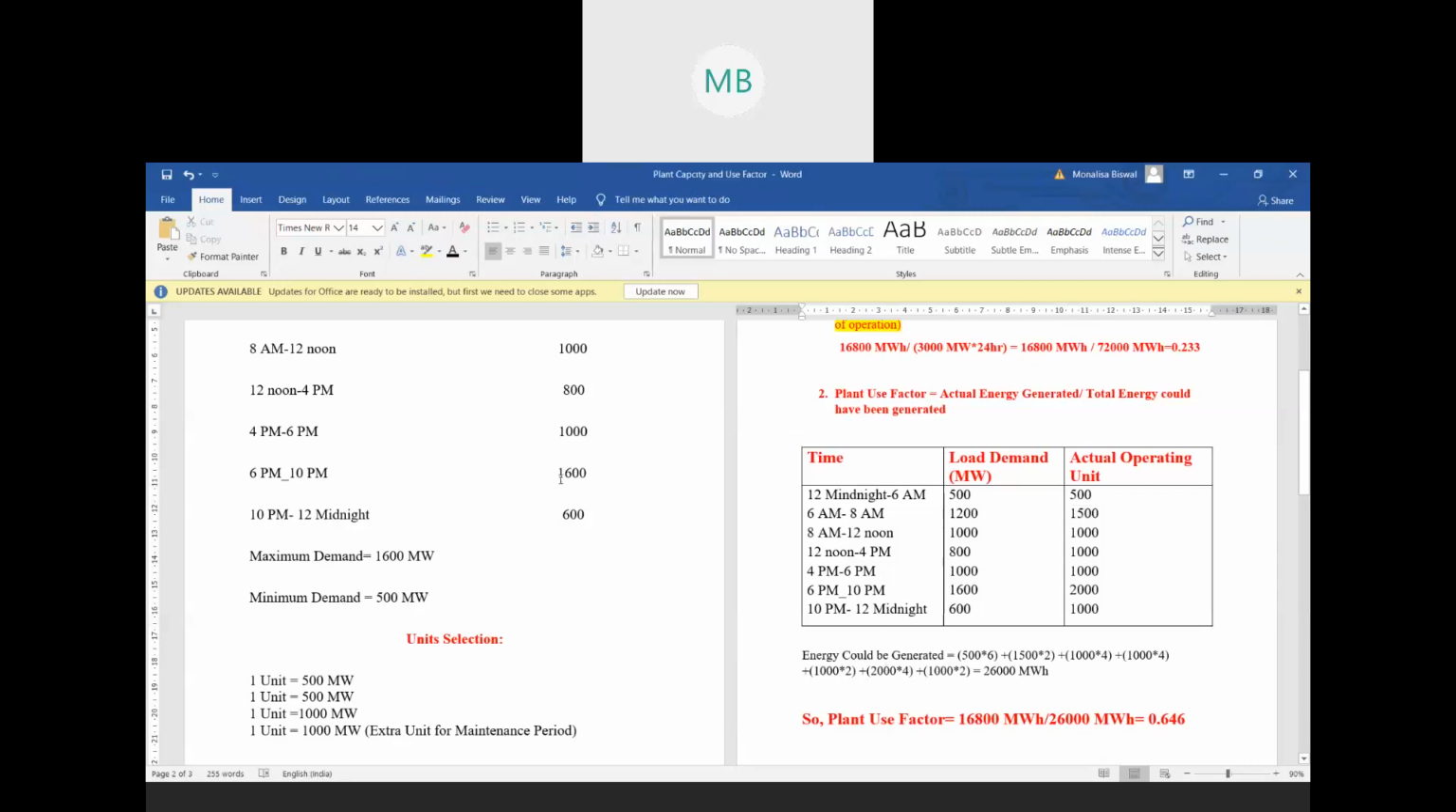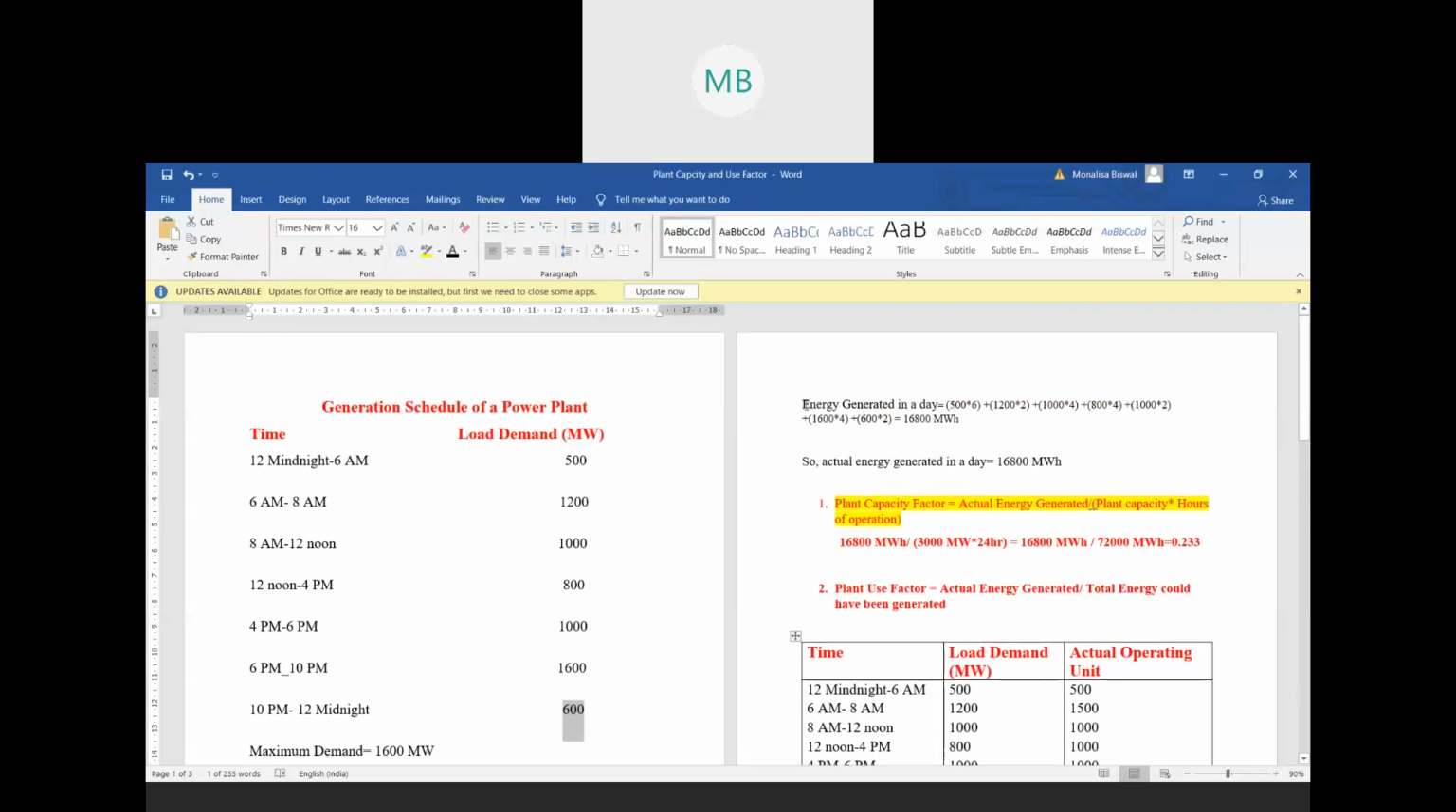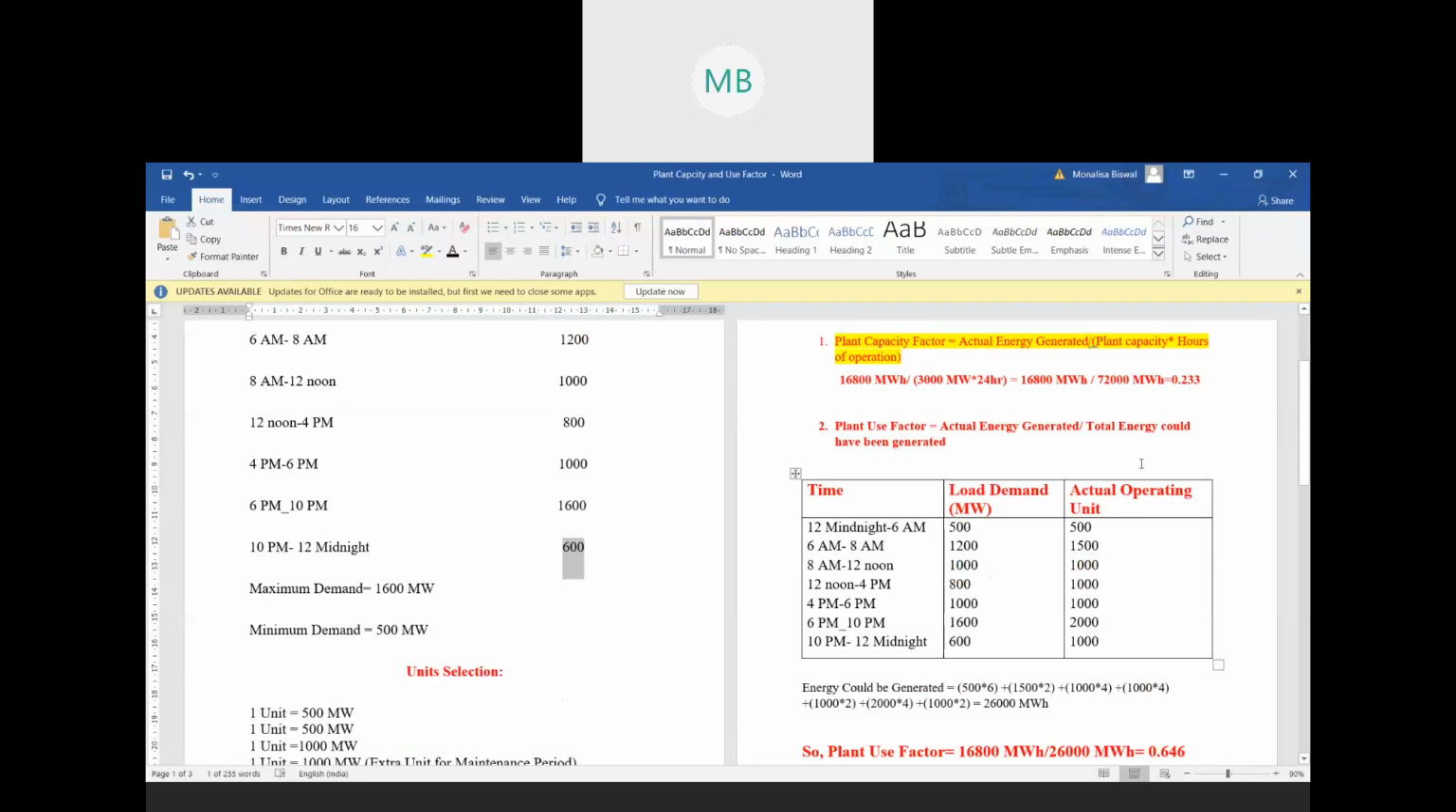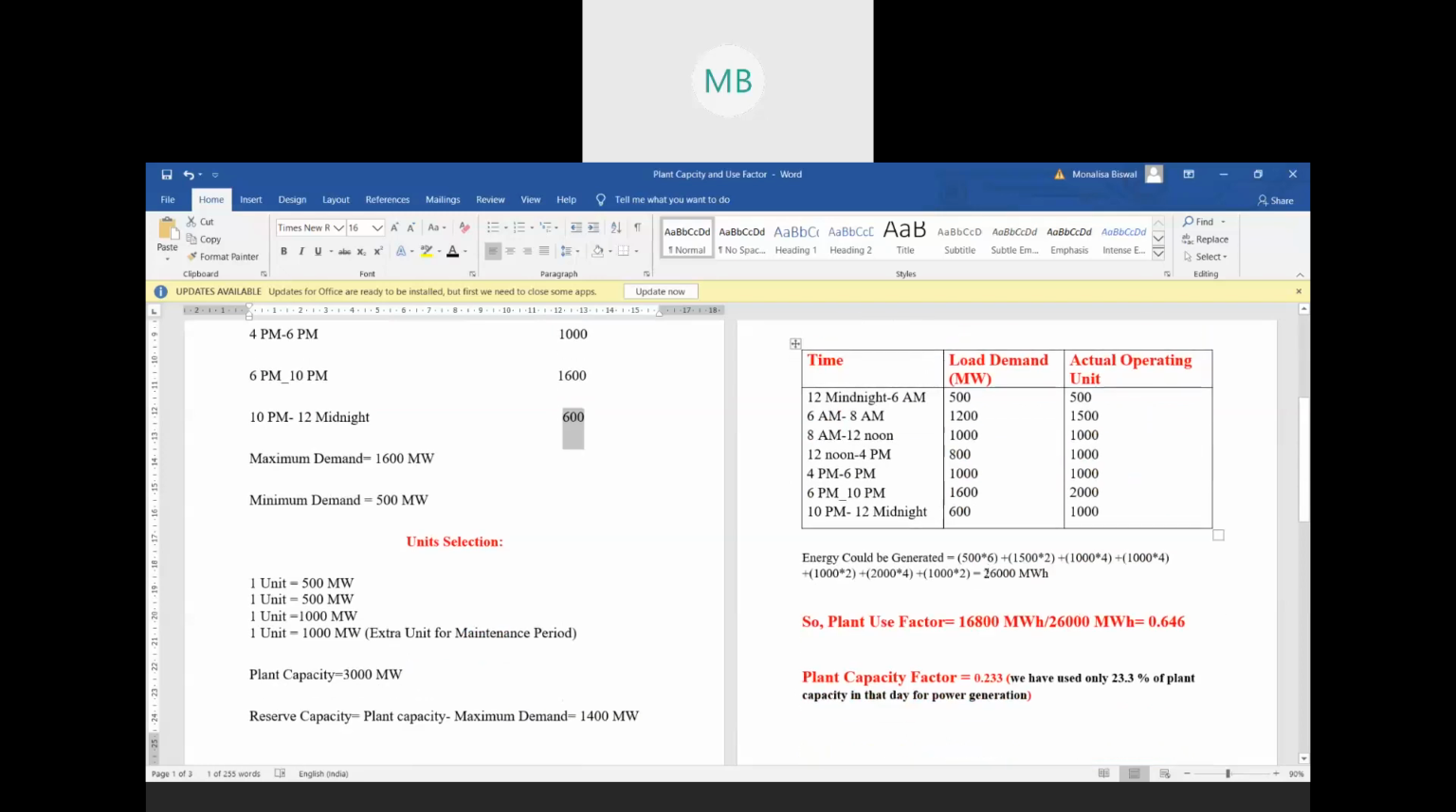Here the demand is 1600, but at that time I run units of 2000 megawatt capacity. So the energy that could have been generated will be 2000 into 4. For the last one, the actual demand is 600, but I have run a 1000 megawatt unit capacity. So at that time, the power that could have been generated will be 1000 into 2. So the actual energy generated during the day will be 16,800 megawatt hour, and the total energy that could have been generated will be 26,000 megawatt hour.